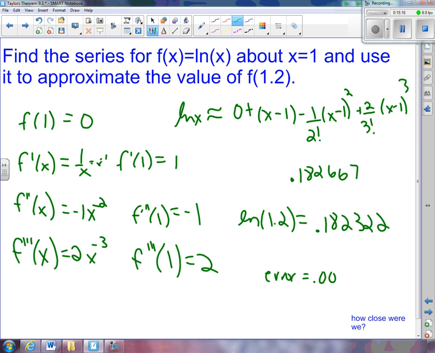0.000345. Yeah, Karen got it. That's our error. So exciting. How close were we? Pretty close. It's kind of grossly inaccurate. It's not grossly inaccurate. What's our percent error?